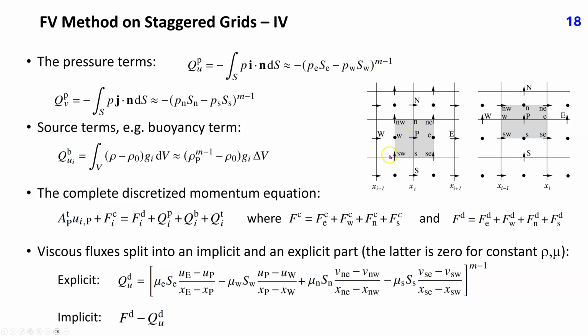The flux at W face of one cell is the negative of the flux at east face of the preceding cell, and so on. Viscous fluxes are split into an implicit part which looks the same as diffusion flux in the generic equation, and the extra part whose net effect is zero when fluid properties are constant. For this reason, it is treated explicitly, that is, computed with variable values from previous outer iteration and moved to the right-hand side of the algebraic equation.